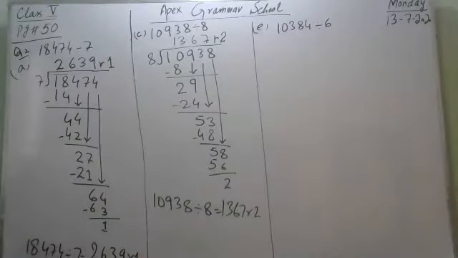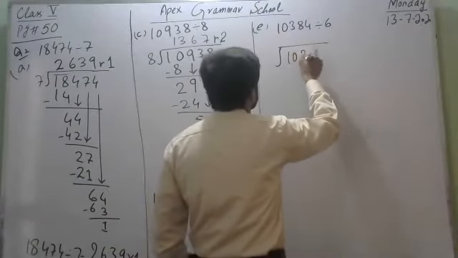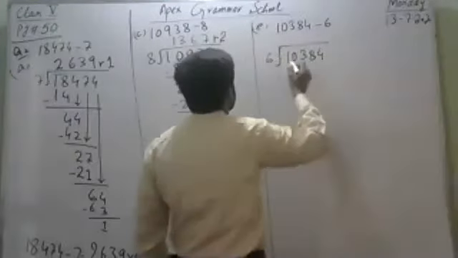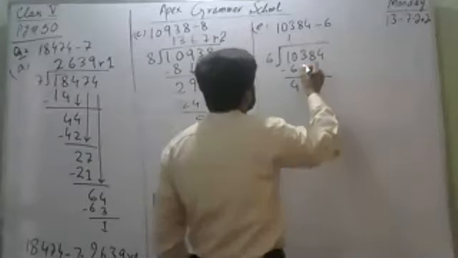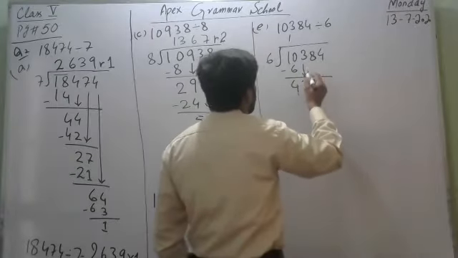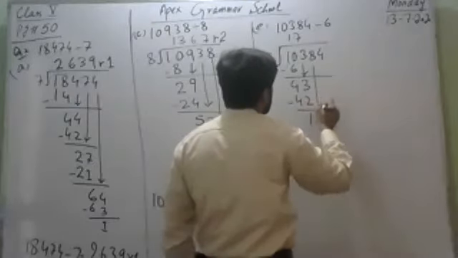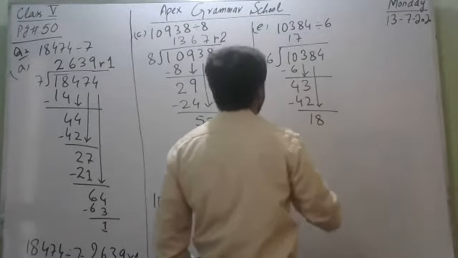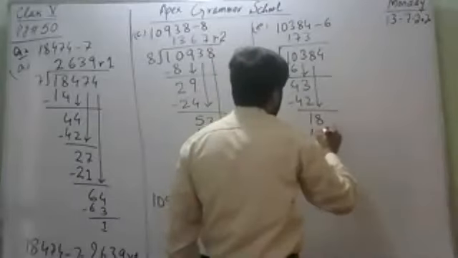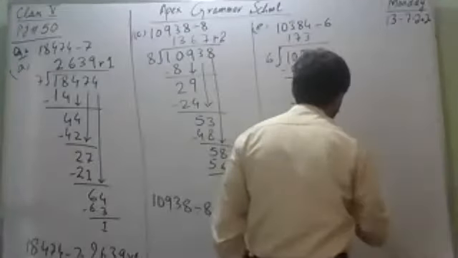E part is 10384 divided by 6. 6 ones are 6. 4, 3 come down. 6 sevens are 42. 1, 8. 6 threes are 18, minus 4 will come down.